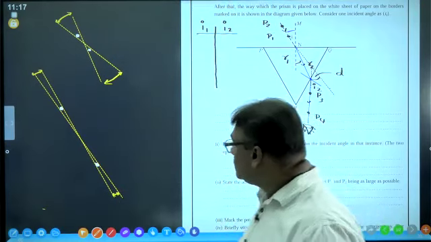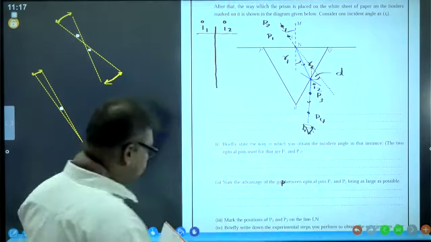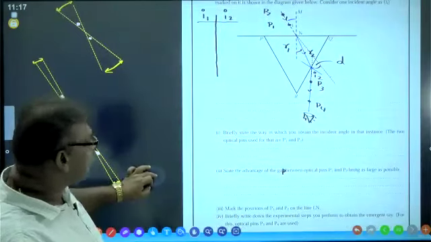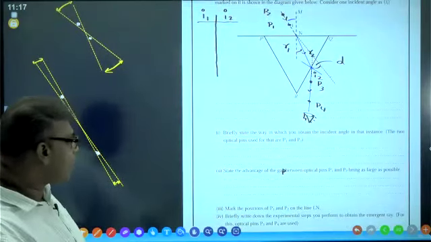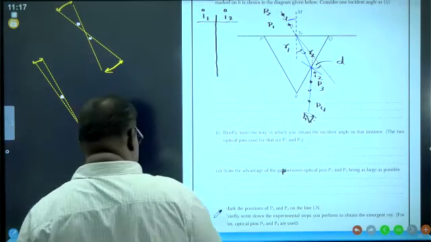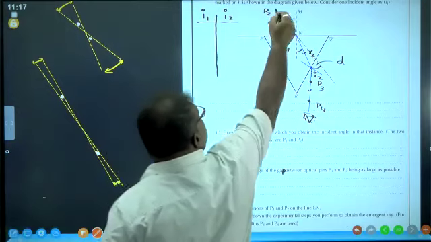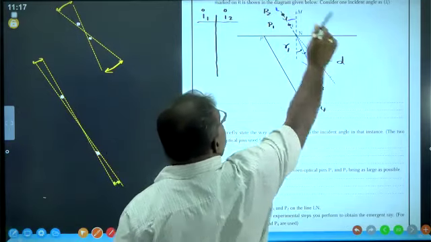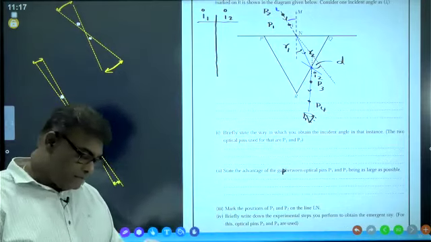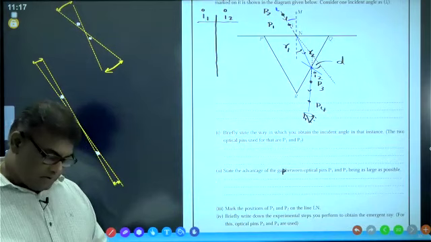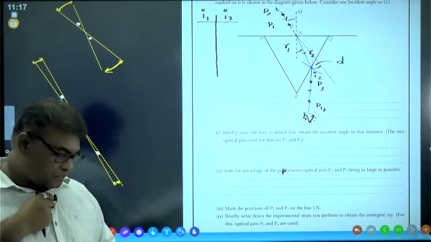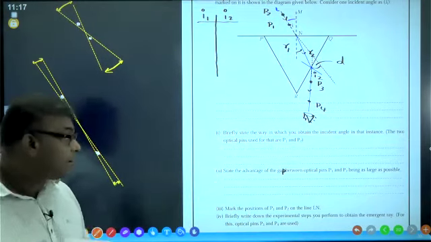Right. Roman 3. Next one. Mark the position of P1 and P2 on the line LN. L is here, no? Right. Mark the points P1 and P2 according to the figure we labeled. Right. Briefly write down the experimental step you perform to obtain the emergent ray. Obtaining the emergent ray, right?